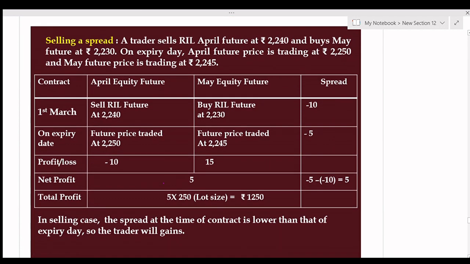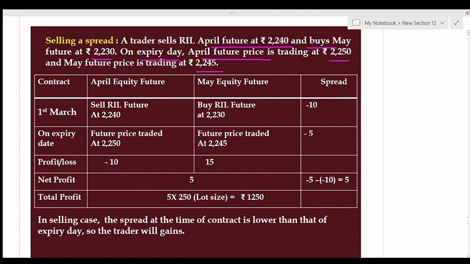Selling a spread. A trader sells RIL April future at rupees 2240 and buys May future at rupees 2230. On expiry date, the April future price is trading at 2250 and May future price is trading at 2245. Now comes April equity future.